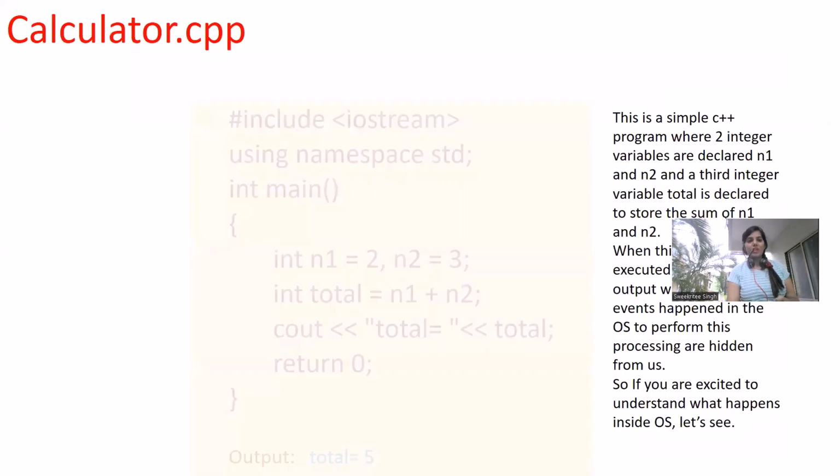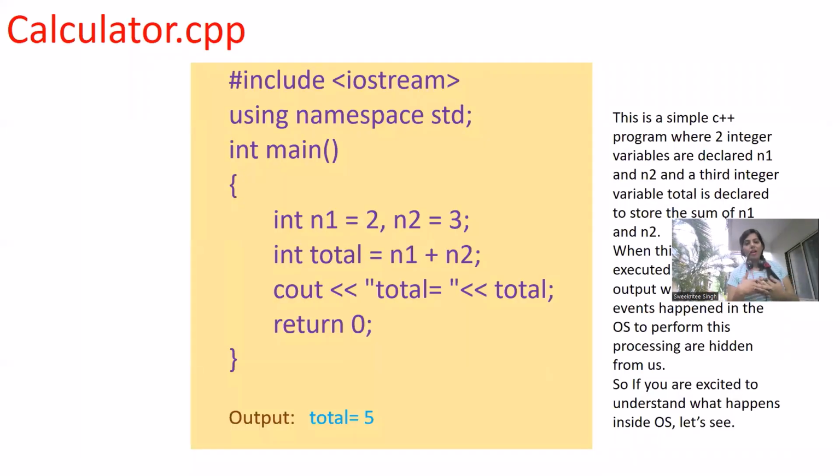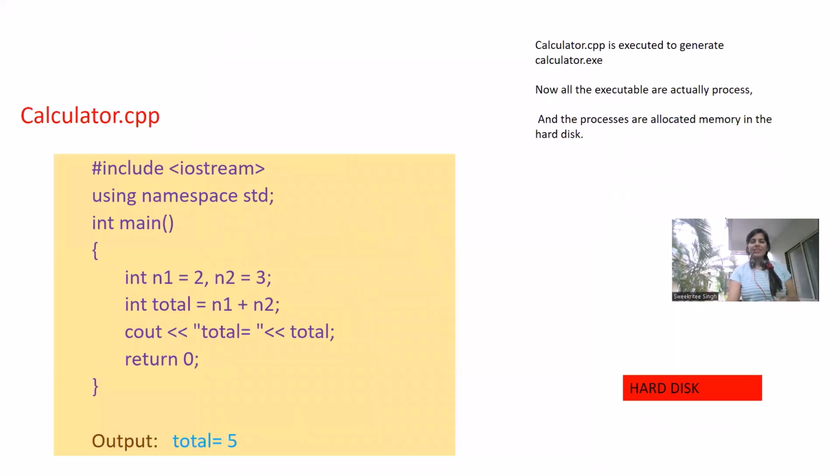Let's see. So here is a sample program on Calculator.cpp. As you can see here, two variables n1 and n2 are declared and have some values, and total is storing the sum of n1 and n2. We all know that the output of this program will be total equals to 5. But if you are excited to see how internally the OS does all the calculation to make this output to us, let's see in terms of operating system and memory.